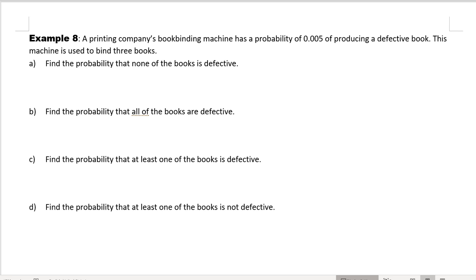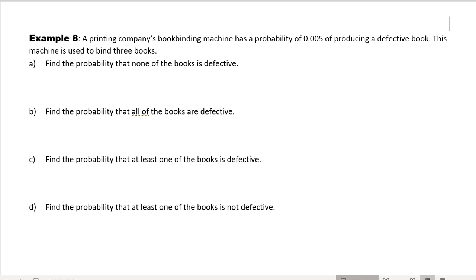Part A. Find the probability that none of the books is defective. Part B. Find the probability that all of the books are defective. Part C. Find the probability that at least one of the books is defective. Part D. Find the probability that at least one of the books is not defective.